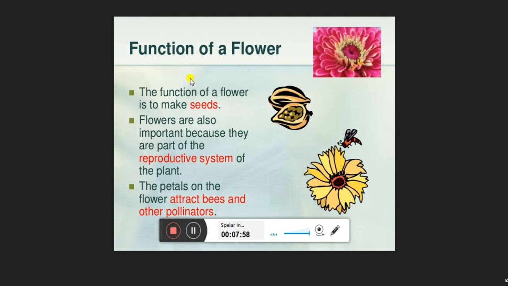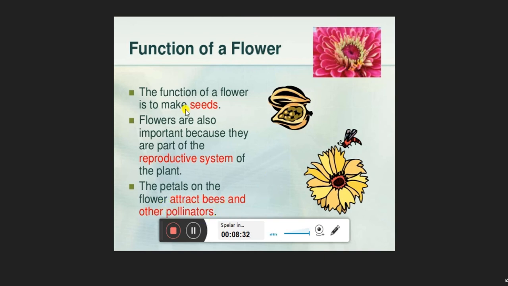Now the next topic is functions of a flower. Here you can see that the function of a flower is to make seed. These seeds and the fruits are the sources of food for us. Flowers are also important because they are part of the reproductive system of the plant. For bringing the new generation, these flowers are very important, because they work as a reproductive system, and the petals on the flower attract bees and other pollinators.